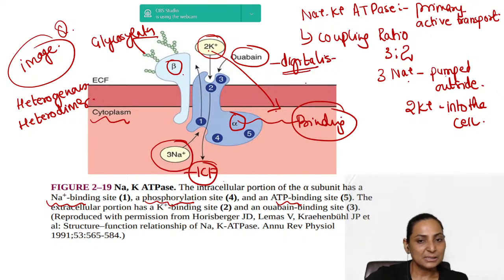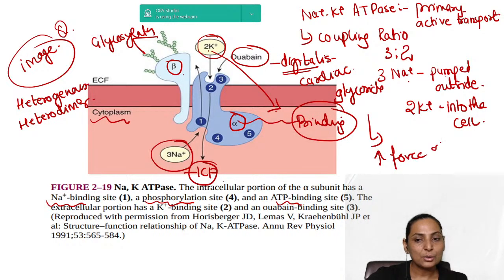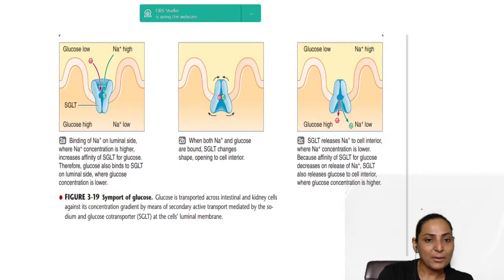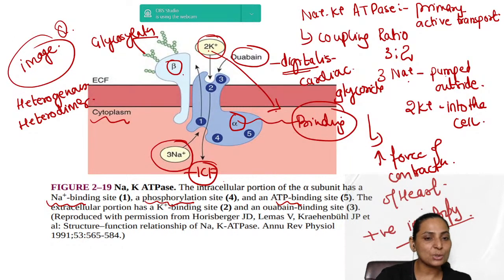What is digitalis? It is called a cardiac glycoside. What is a cardiac glycoside? It is a drug which increases the force of contraction of the heart, which is also called positive inotropy. So this is very important. Now if you want to elaborate the functions of this sodium potassium pump, first, it is an electrogenic pump.